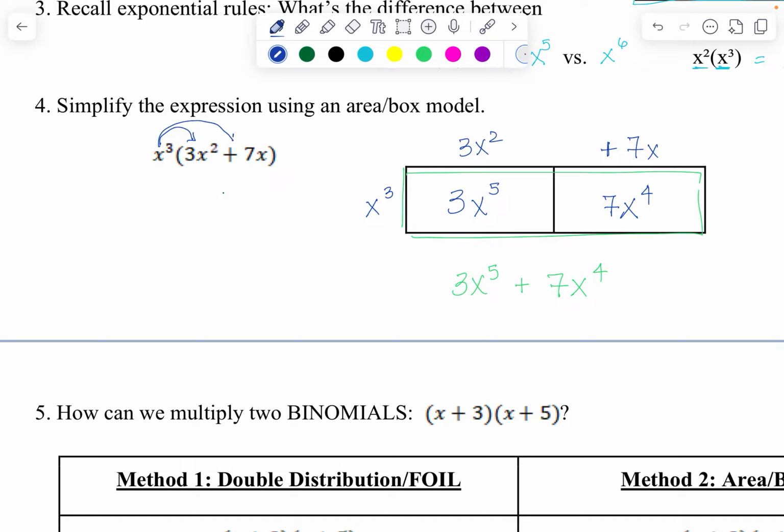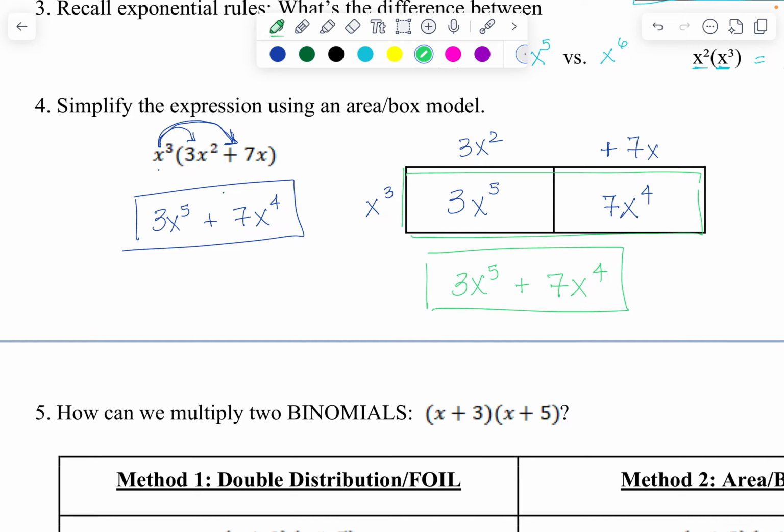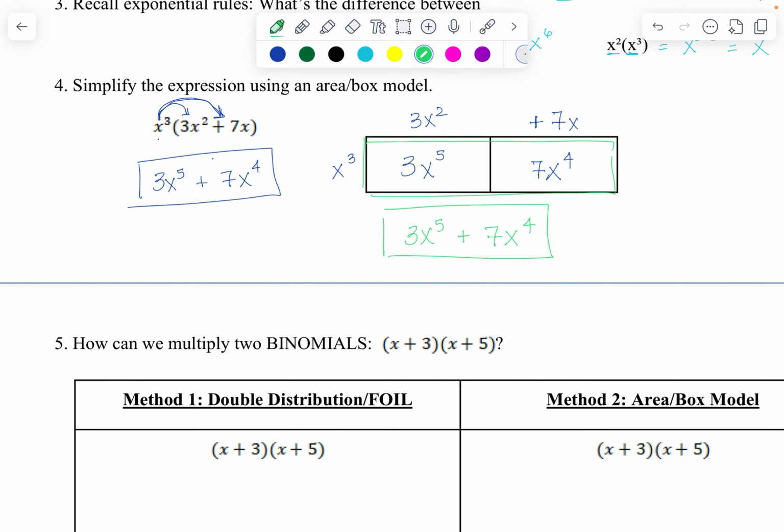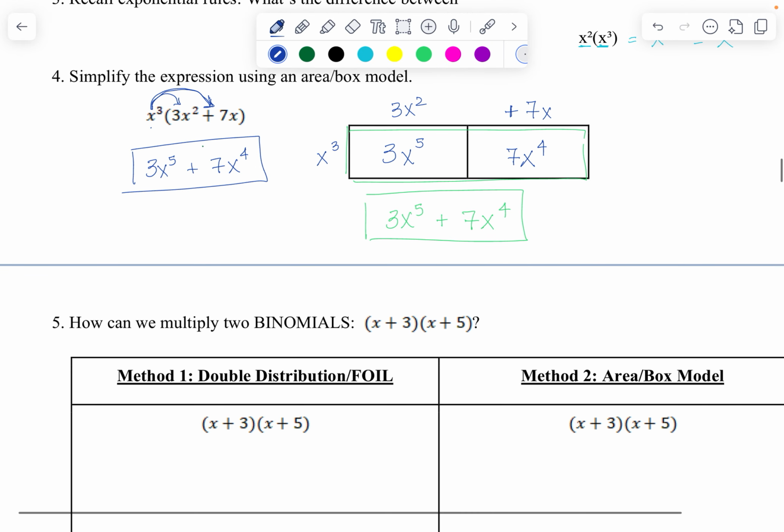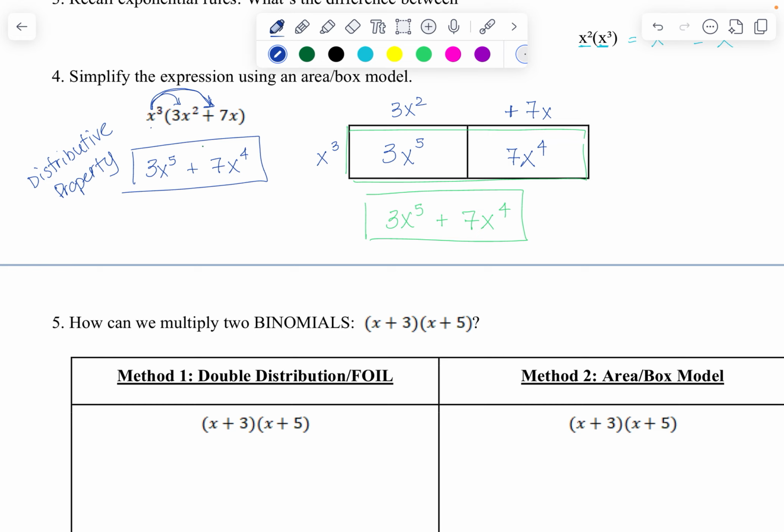Take this and distribute. So x cubed times 3x squared gives me a 3x to the 5th. And then x cubed times a positive 7x gives me a positive 7x to the 4th. Oh, look at that, my darlings. Our answers match. So either method, it should work. This we use the distributive property to multiply.